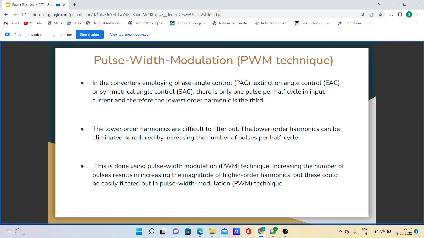In the converter employing phase angle control, extinction angle control, or symmetrical angle control, there is only one pulse per half cycle in input current, and therefore the lower order harmonic is not filtered. The lower order harmonic can be limited or reduced by varying pulses per half cycle. This is done using the pulse width modulation technique. Increasing the number of pulses results in increasing the magnitude of higher order harmonic, but this could be easily filtered out in pulse width modulation technique.